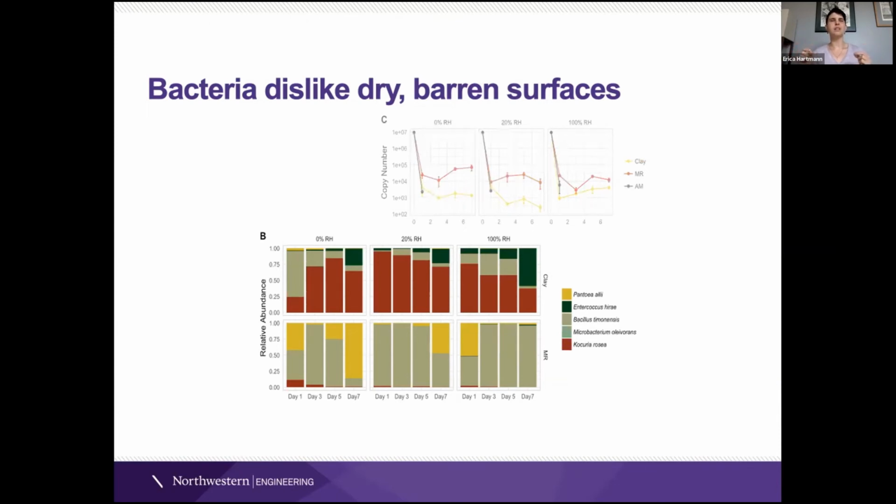who is surviving is actually impacted by the local conditions. So we had 3 different relative humidity conditions, 0, 20, and 100%. And then we had these different surface conditions. On the top, you're looking at the clay paints, and on the bottom, you're looking at the regular synthetic paint. And even though these samples all started with the same general microbial community, we see very different community compositions within the surviving community.